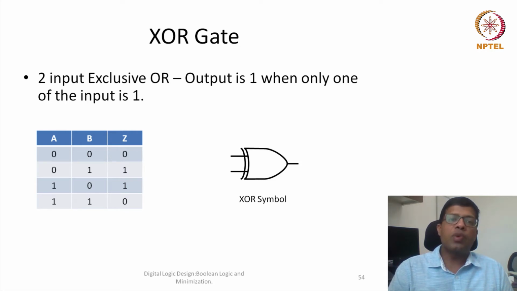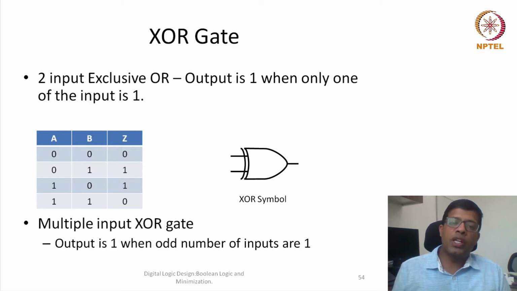If I want an XOR gate with more than two inputs, then its functionality is defined as the number of ones in the input should be odd. Let's say there are three inputs, A, B, and C. If the total number of ones in any input pattern is either 1 or 3, then the output is 1. Otherwise the output is 0. This is how we define the XOR gate.